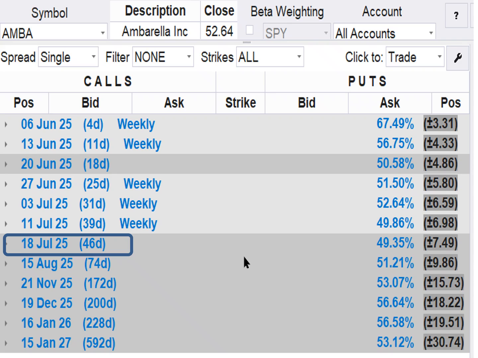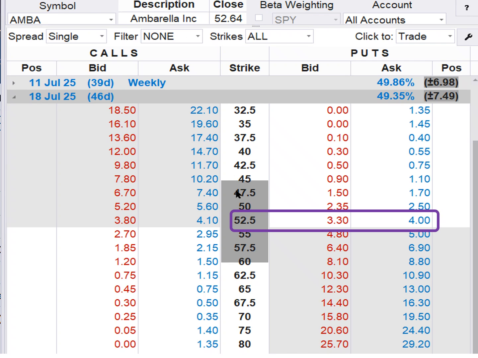AMBA has plenty of option chains to choose from. We're going to use the July 18 chain. Right now, the July 18 options have 46 days to expiration. Here's the AMBA option chain for July 18. AMBA closed at 52.64 on Friday. That means any puts on the list from 80 to 55 are in the money.